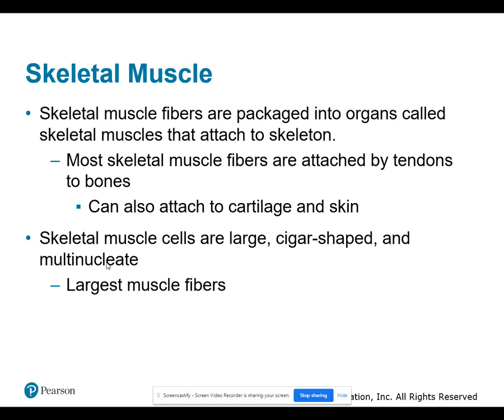So the first type of muscle we're going to talk about is skeletal muscle. Skeletal muscle fibers are packaged into organs called skeletal muscles, and they're mainly located attached to your skeleton. Now, these skeletal muscle fibers are attached to your skeletal system, such as bone, by something known as tendons. Now, they don't have to just be attached to bone. You can also attach them to cartilage, or in terms of your facial muscles, those have to attach to your skin to allow you to frown or smile.